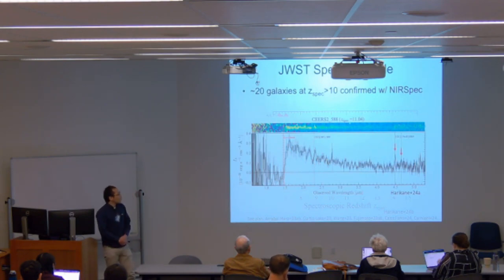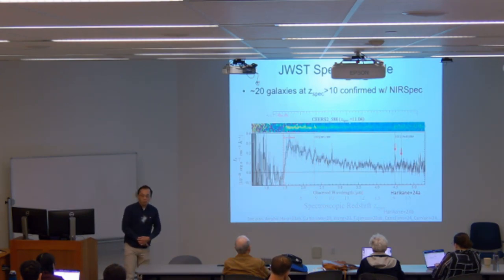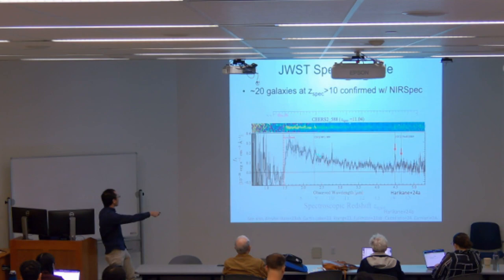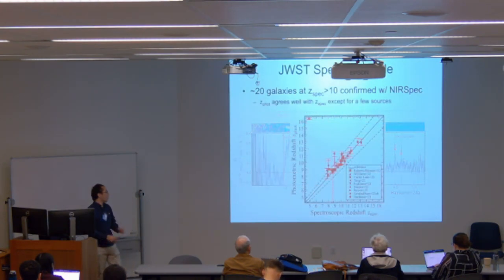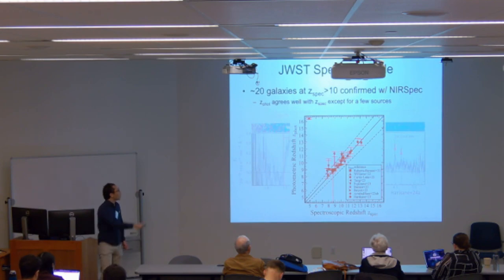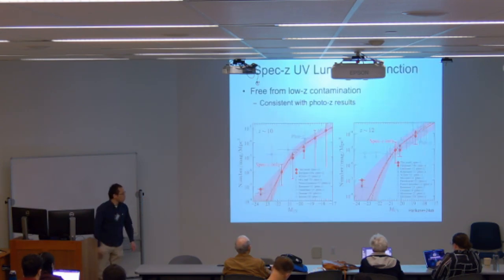This is an example of the spectrum of a redshift 11.04 galaxy, which clearly shows the Lyman break here. And sometimes, if we are lucky, we can also detect emission lines. So far, the spectroscopic redshifts agree very well with the photometric redshifts. This figure compares the photometric redshift as a function of the spectroscopic redshift. Except for a few examples, most of them agree well with each other.